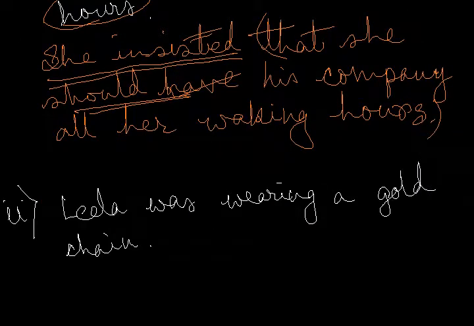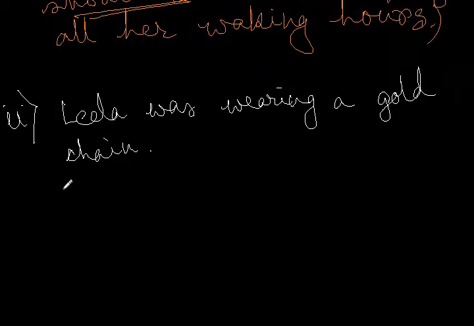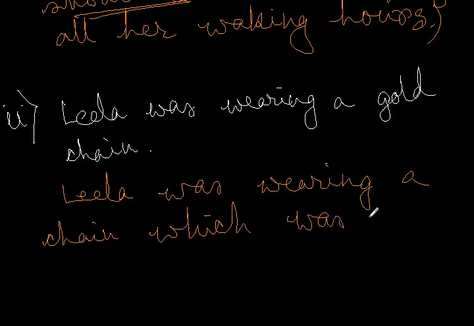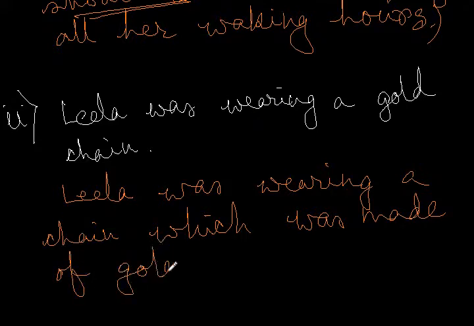Let us move on to sentence number 2. Leela was wearing a gold chain. How can we transform this sentence? It's pretty easy. Leela was wearing a chain which was made of gold. See students, the moment we import this portion which was made of gold, it immediately becomes a complex sentence with a main clause.